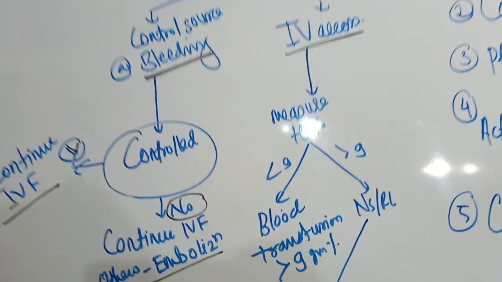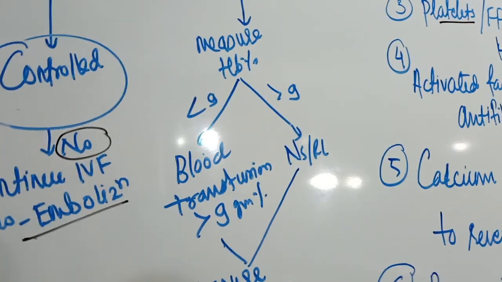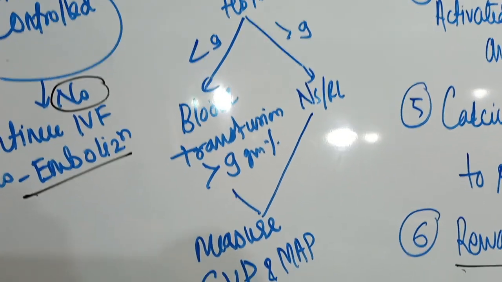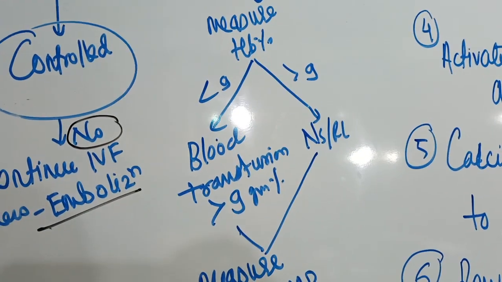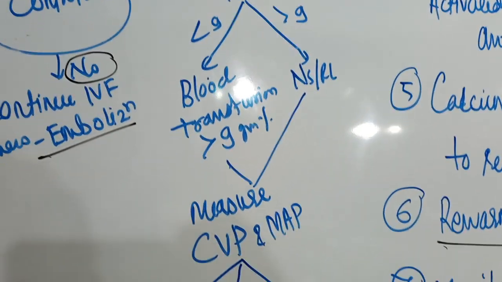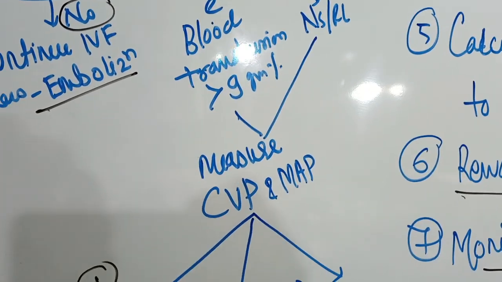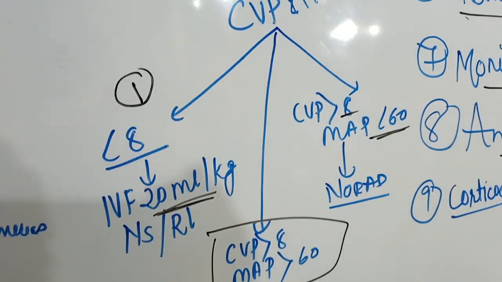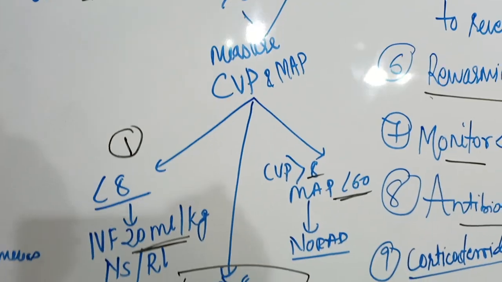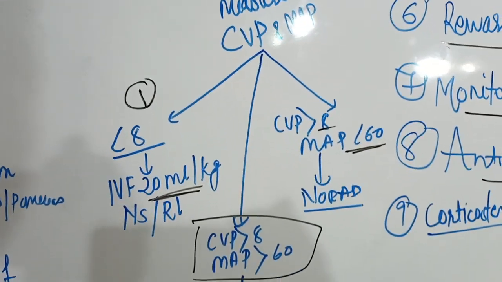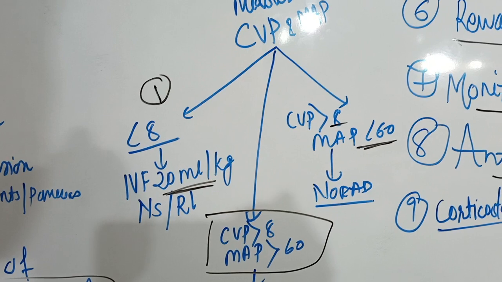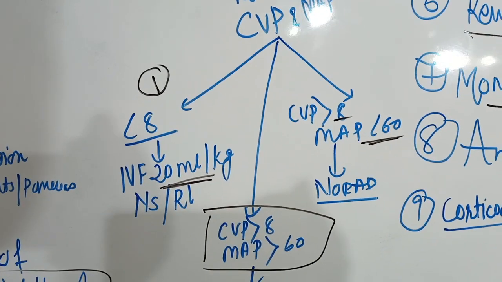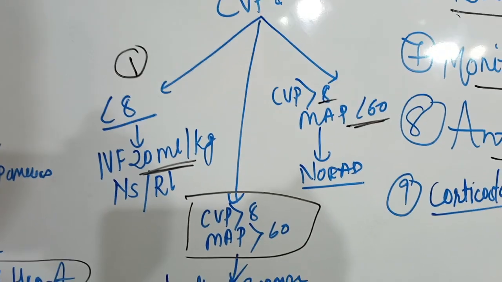Whenever we take IV access, we must check the HB of the patient. If it is less than 9, then there is need of blood transfusion. If hemoglobin is more than 9, we must give IV fluids to patients like NS, RL alternately. Then we should measure mean arterial pressure and CVP. There are three conditions during measurement of CVP and mean arterial pressure. When CVP is less than 8 millimeters of mercury, we must give IV fluids 20 ml per kg, NS or RL.